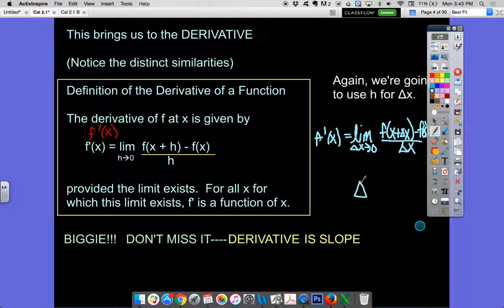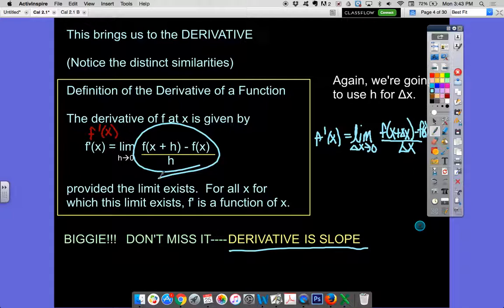Just know that this delta x is one entity. So if you ever had to square it or something like that, you would just write it that way. But it does not end up being delta squared and x squared. It's one little entity. Okay, but the big idea for us is derivative is actually slope. This right here, the difference quotient that is used in the definition, is derived from the slope formula.